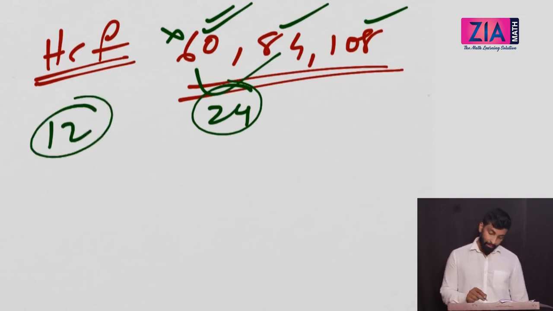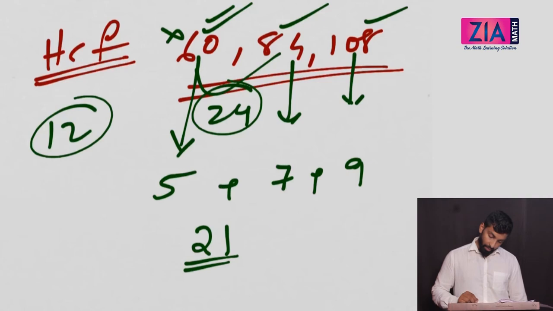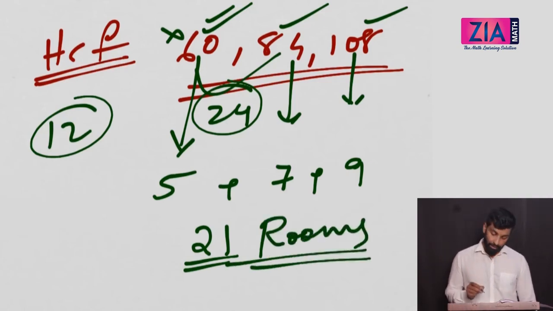Now after getting the HCF, what I need to do is divide 60 by 12, I'll get 5. 84 by 12, I get 7. 108 by 12, I get 9. Now you add all these, 5, 7 and 9, you will get 21. So how many rooms are required? 21 rooms are required.